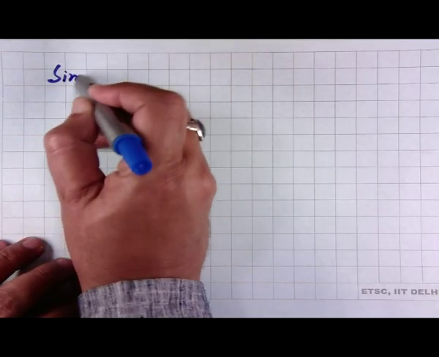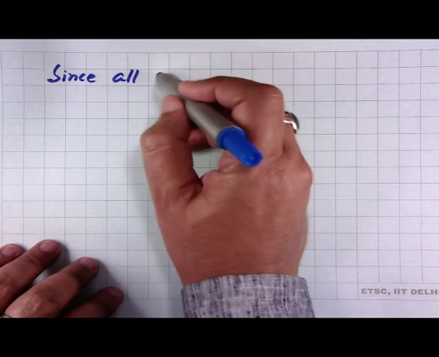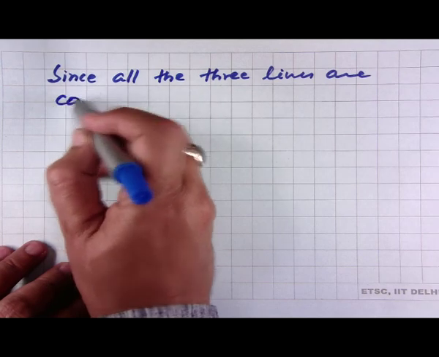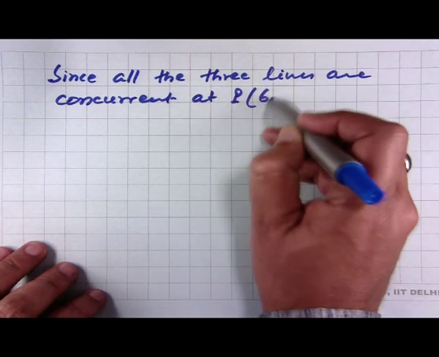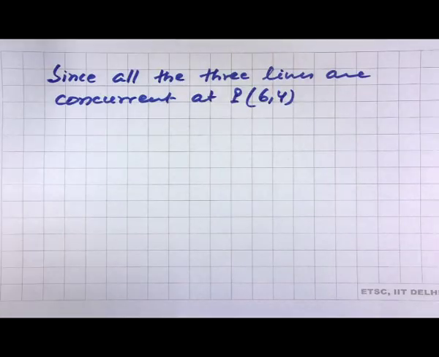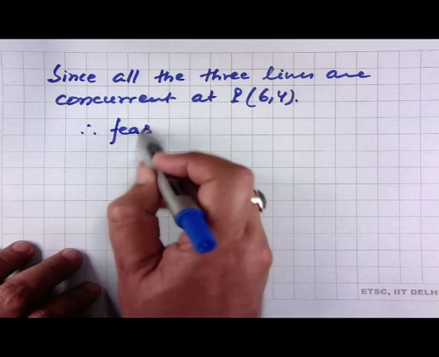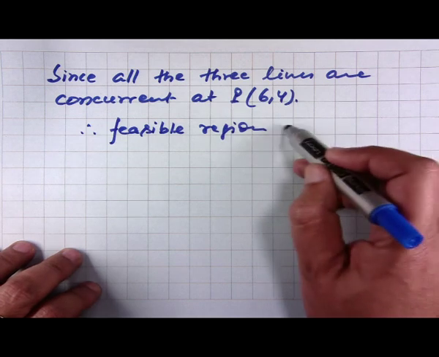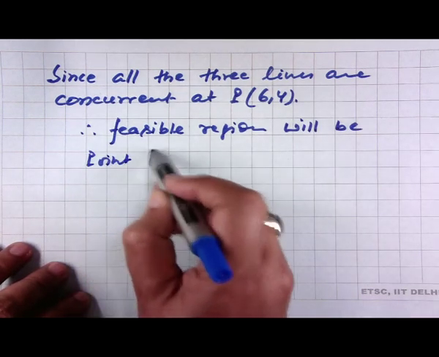Since all the three lines are concurrent at P(6,4), the feasible region will be the point P(6,4).